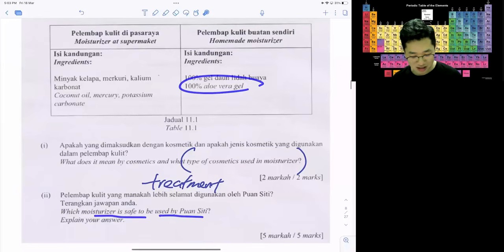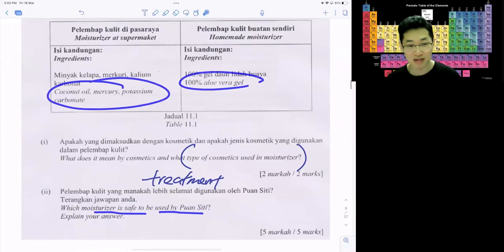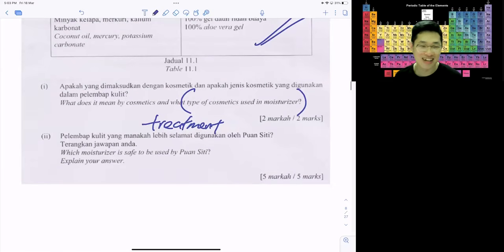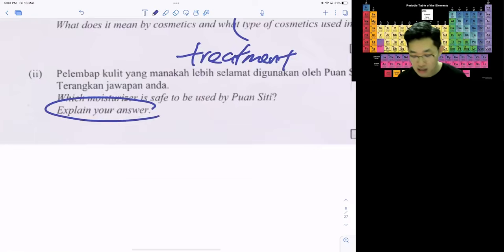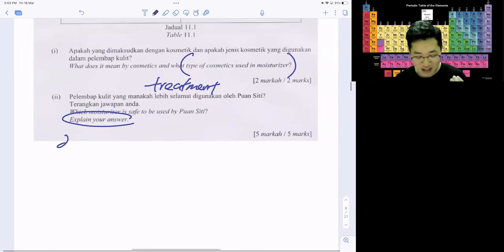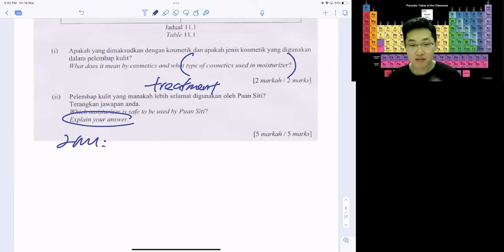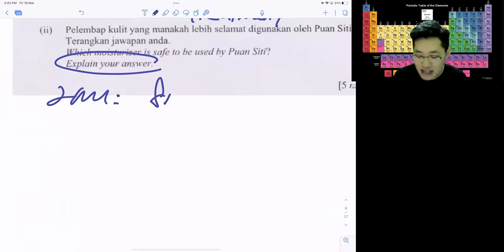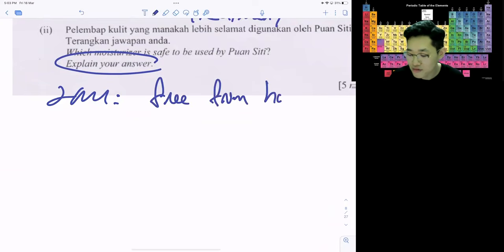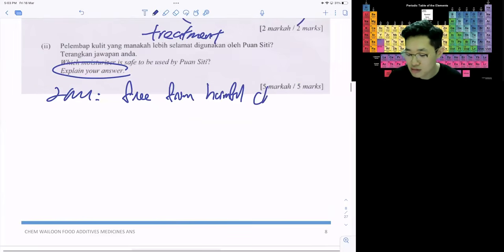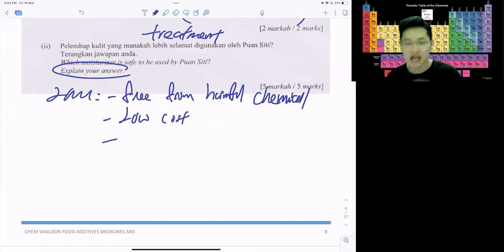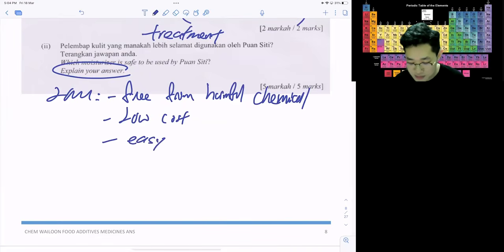Okay, which moisturizer is safe to be used by one city? 100% aloe vera gel, coconut oil, mercury, potassium carbonate. So obviously this one, homemade, of course, easy, right? But then why? Explain your answer. You see, 4 marks. Why use homemade? Because it is free from harmful chemical, low cost, and easy to produce.